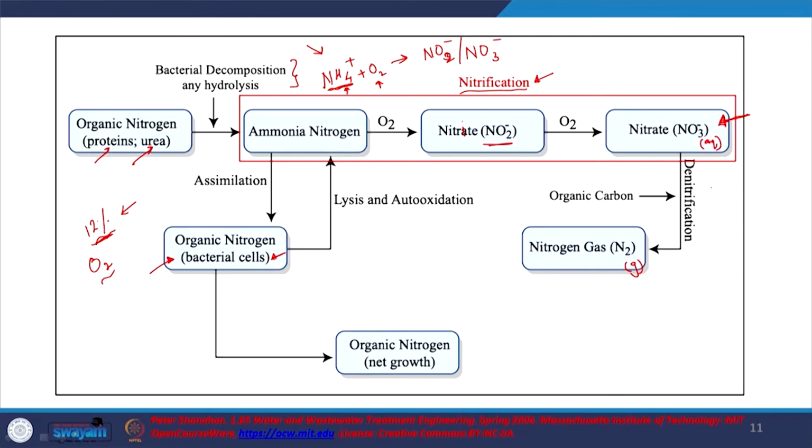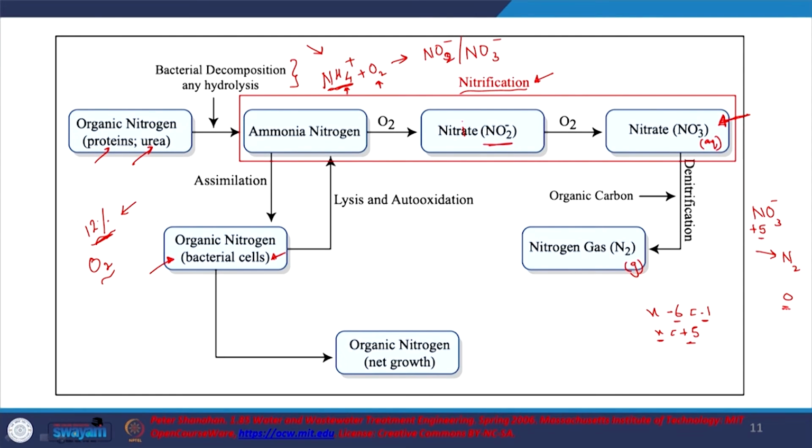But here, let us say what is happening. You have NO3 minus and you want that to go to N2, where the oxidation state is 0. For nitrogen in NO3 minus, 3 into minus 2 is minus 6, x minus 6, and the total charge is minus 1. So the oxidation state of nitrogen in NO3 minus is plus 5.